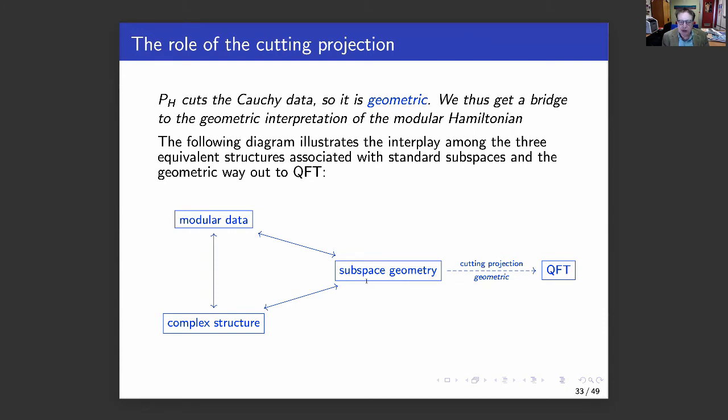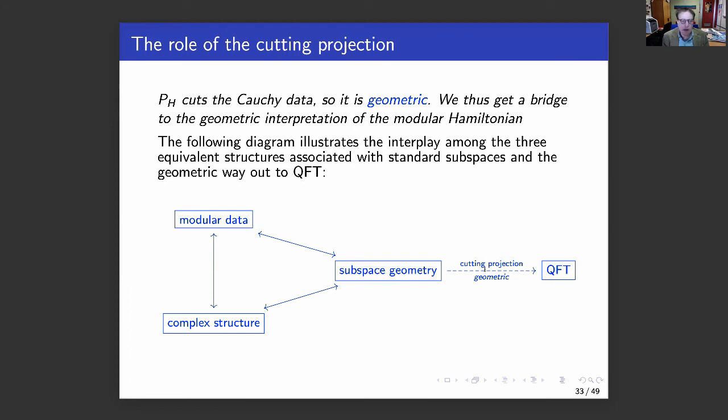Then they form a certain subspace geometry. If you complexify, then the complex structure plays a role, and then we have the modular data. These three things are equivalent, but we can go with the cutting projection out of this picture. We can be specific in quantum field theory because the cutting projection will always be geometric in this picture.